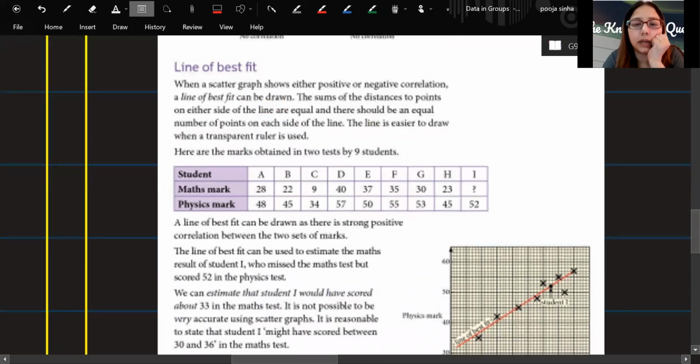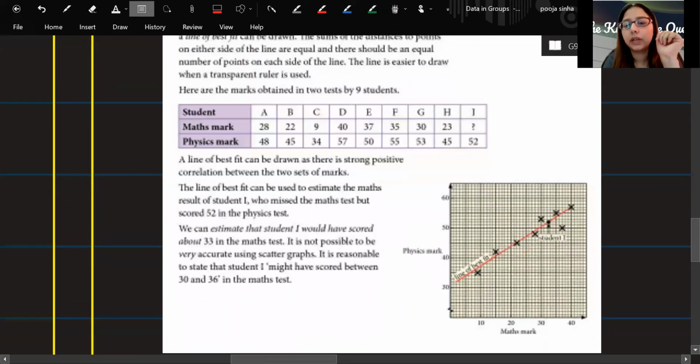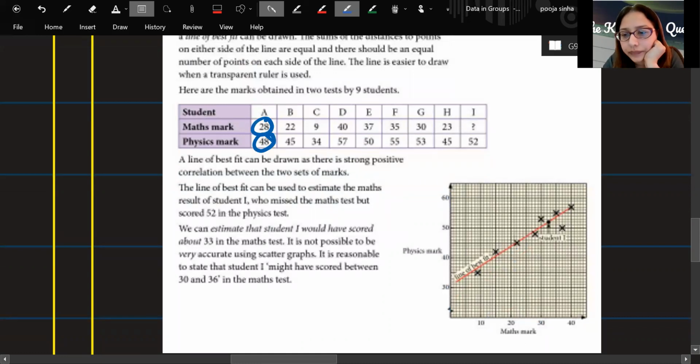Now, again, what do you see? There are students A, B, C, D, E, F, G, H, I. There are math marks and physics marks. You'll be asked to plot all of this on a graph. So this is how you will plot. Math marks here and physics marks here. Math was 28, at that time physics was 48. So you put the point here.